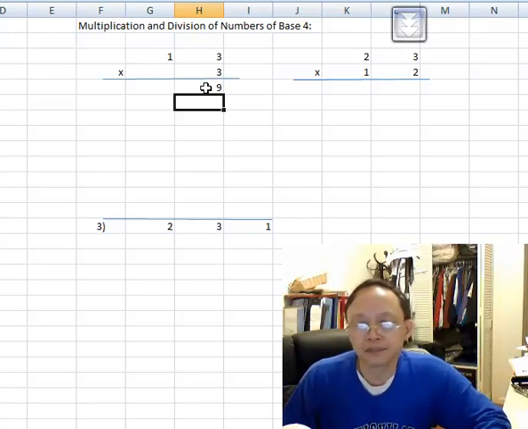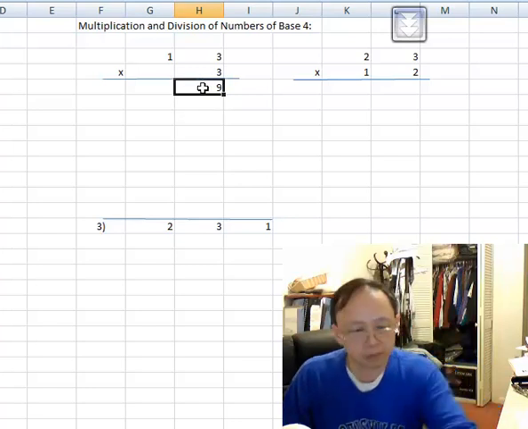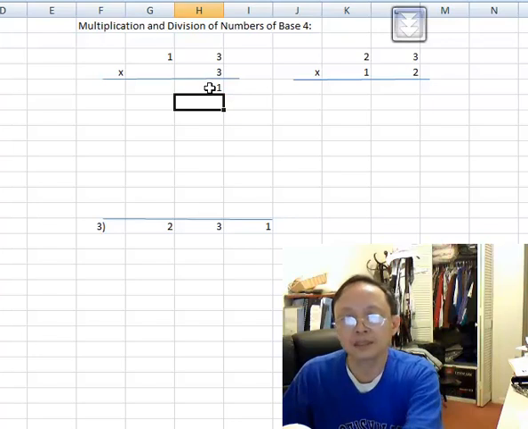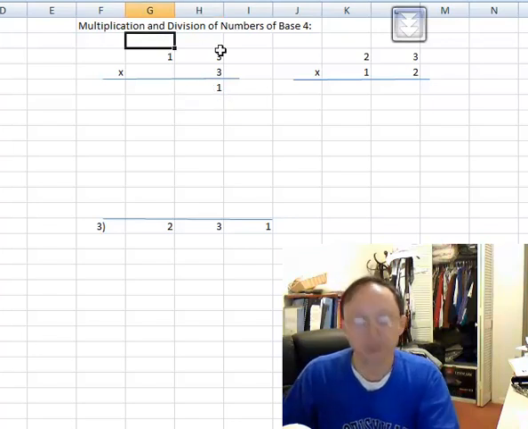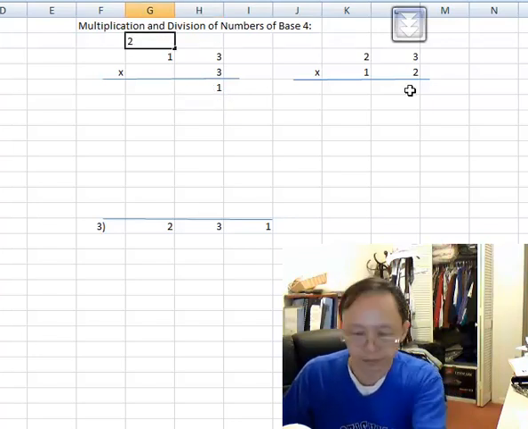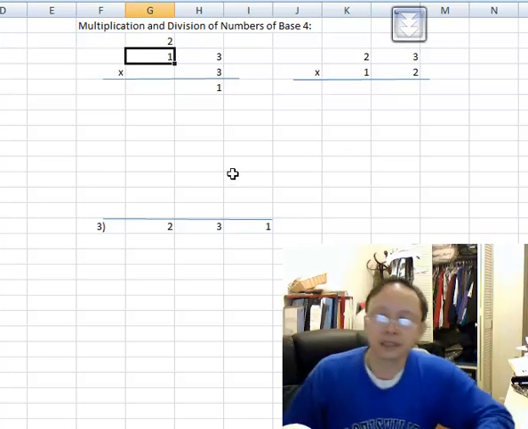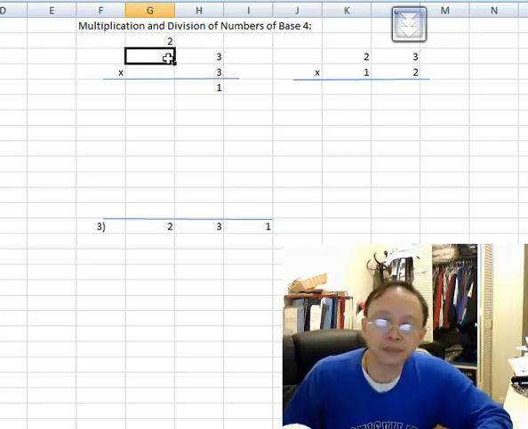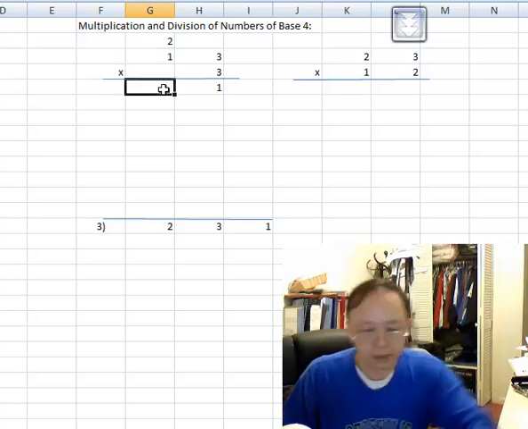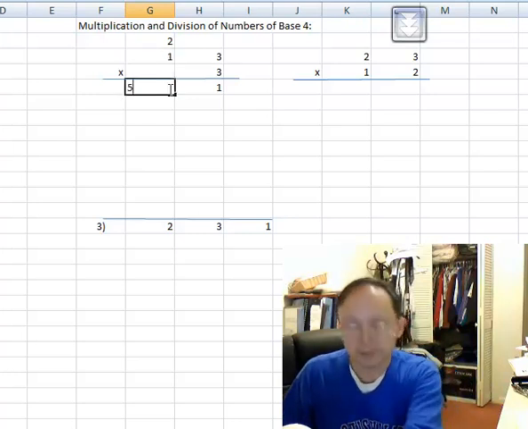9 divided by 4. The quotient is 2. Remainder is 1. So we write 1 here. And then the quotient is the carry. So we put carry 2. So the next, 3 times 1 is 3. Plus carry 2, we get 5. We're supposed to get 5.